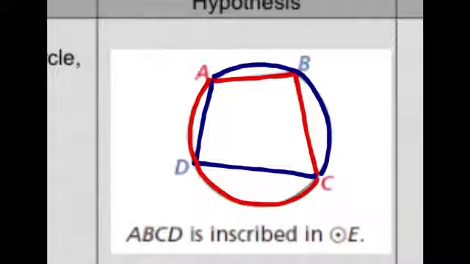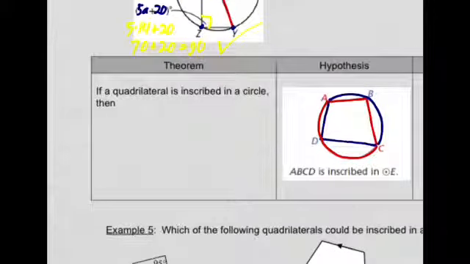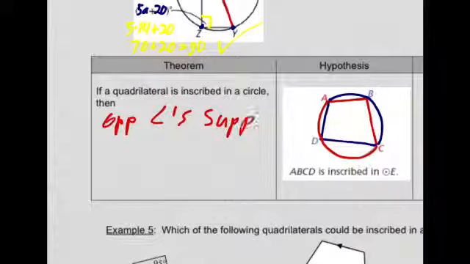And what's that called when two angles equal 180? Starts with an S, ends with an S: supplementary. Yeah, supplementary, that's correct. So your opposite angles in a quadrilateral that are inscribed in a circle are going to be supplementary. Opposite angles supplementary.